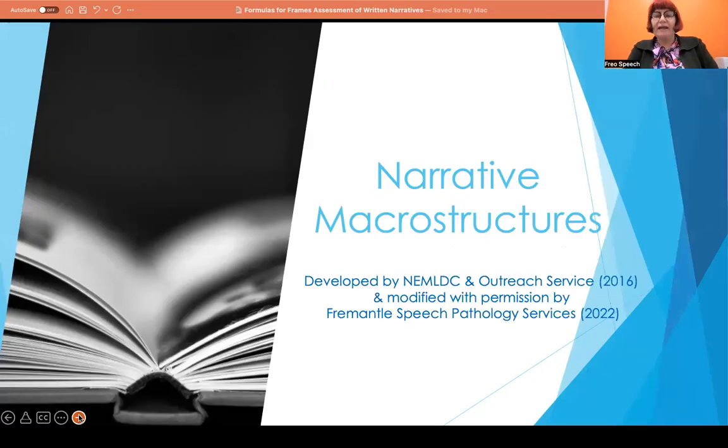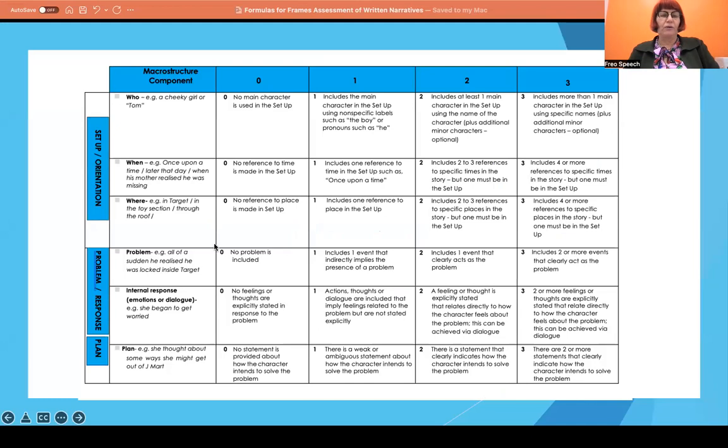So we're going to have a look at that narrative macrostructure, and I used an existing one that was developed by the Northeast Metropolitan Language Development Centre and Outreach Service in 2016 here in Western Australia. And with their permission, I modified this. I sort of spread it out, gave it a bit more specificity around the narrative hill, and added more microstructure as well. So let's see what that looks like.